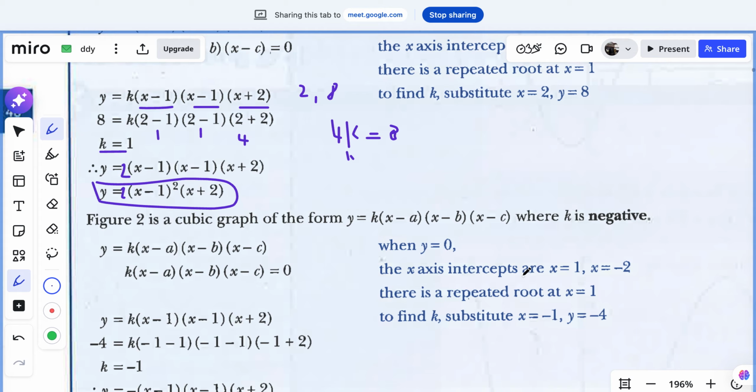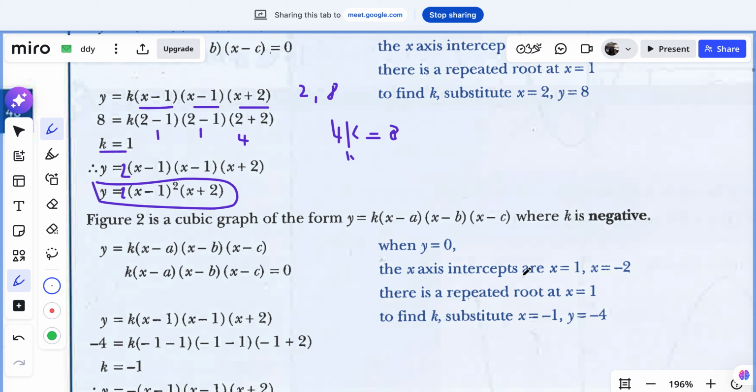So the value of k, the value of y is what? Negative 4. The value of x is what? Negative 1. So we are substituting negative 1 for x and negative 4 for y. So we substitute them into our equation, which we've already obtained. So y is negative 4. You put negative 4 there, and you put negative 1 in place of x.